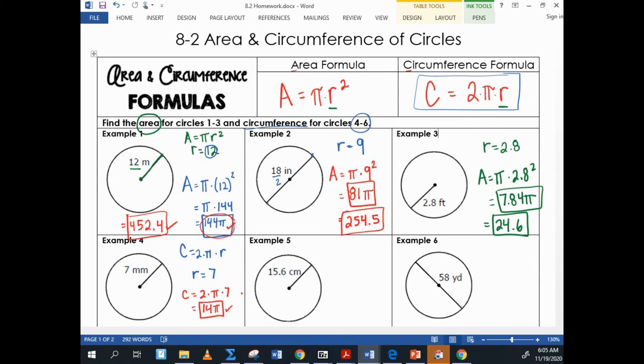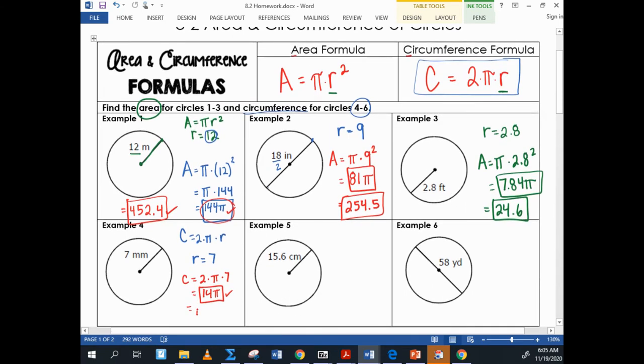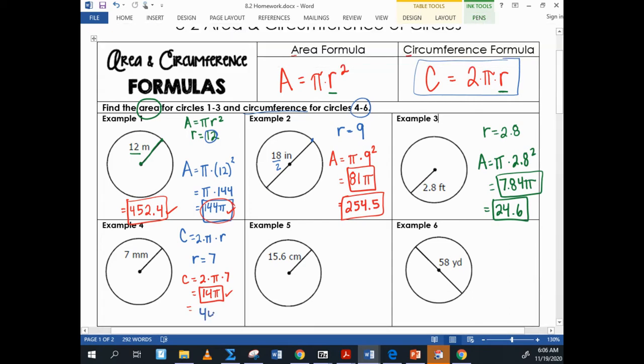14 pi, your calculator will round that to, let's scroll down here, give us a little bit more room, 43.98. So 44.0 is what our calculator would approximate 14 pi to. Again, either of those answers are fantastic.